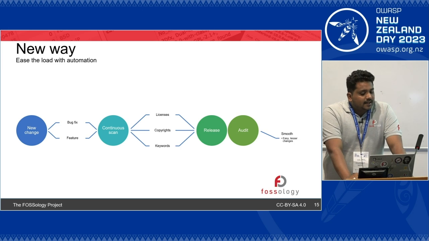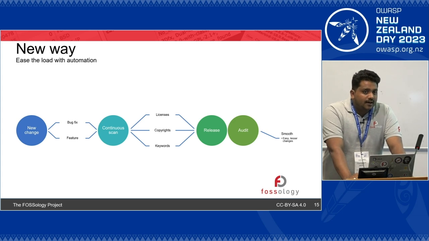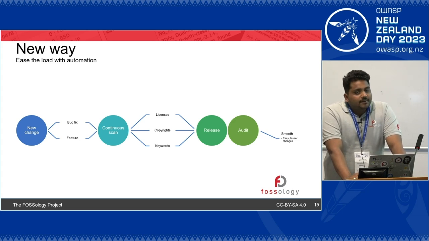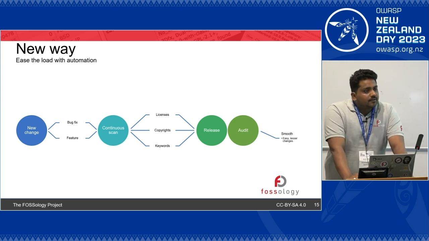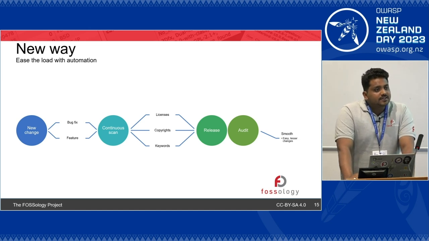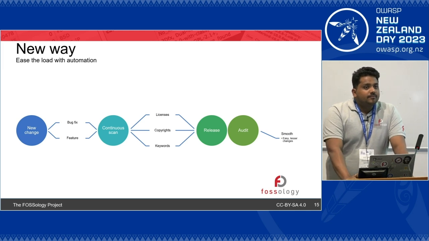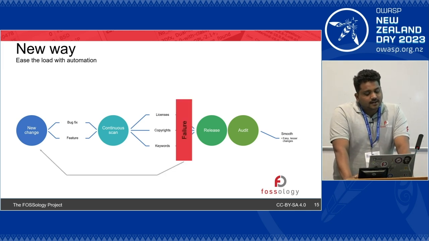The new way is to have the FOSSology scanners in the CI integration. Whenever you make a new change at the developer level, whether a bug fix or a feature, the CI scan will check for copyright, licenses and keywords. If some failure happens, it goes back to the developer, and the developer can easily change it at the time of the bug fix only. So it makes the audit and release job much easier.